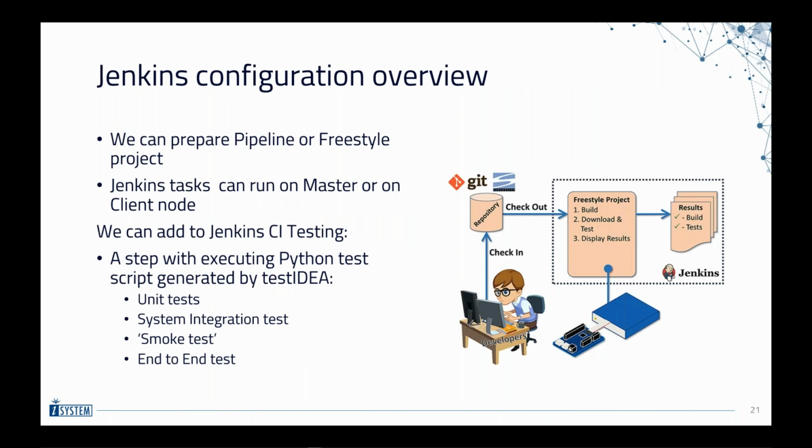Before starting with the creation of the Jenkins task, we can have a short overview of what we can prepare with Jenkins. We can create a pipeline or freestyle project. A Jenkins task can run on a master or on a client node. We can run a Jenkins task on the client PC while the Jenkins server runs on the server host. We will prepare a Jenkins continuous integration job, and we will add a step with execution of the Python test script. Jenkins will execute the Python script and run a test with the use of iSystem Debugger on the target ECU.